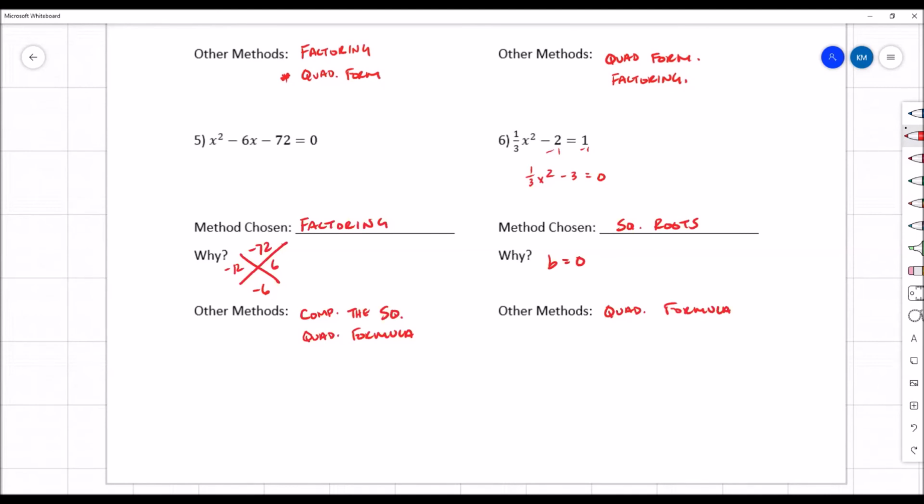Well, maybe I could multiply by 3. I guess you could do factoring, but I wouldn't recommend it. Okay, wouldn't recommend completing the square. Yeah, so really here, your options are square roots and the quadratic formula.